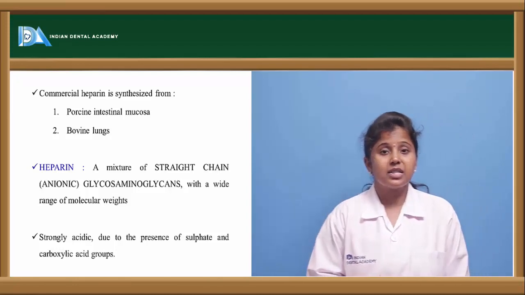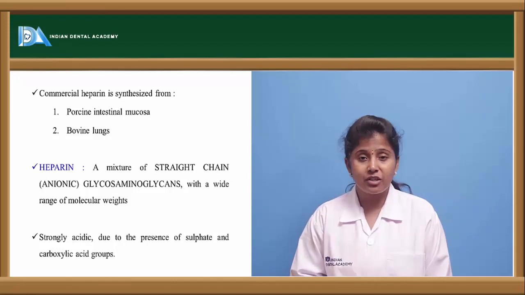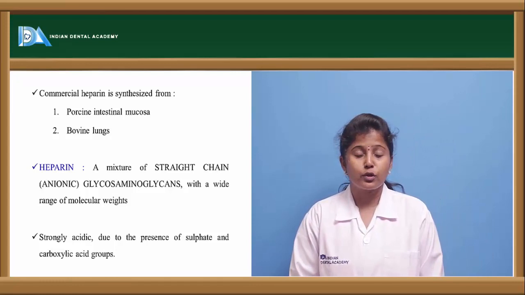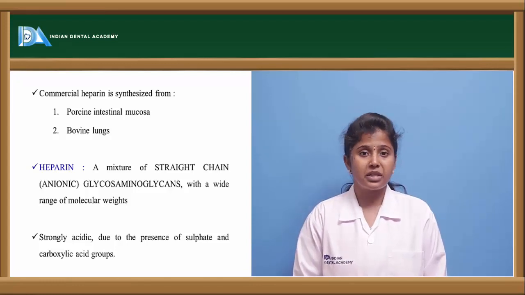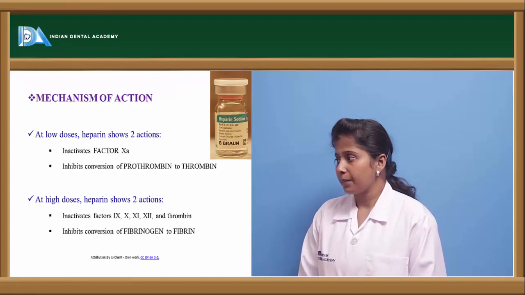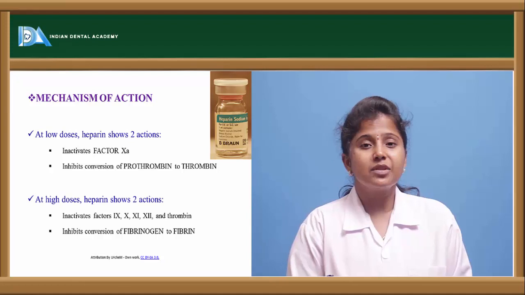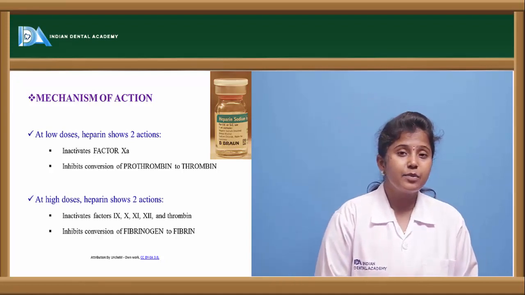And these heparins are strongly acidic in nature because of the presence of the carboxylic acid group. So they contain a COOH group in the structure, and because of that they are acidic in nature. Let us see the mechanism of action of heparin. This mechanism of action of heparin is exhibited in two ways.